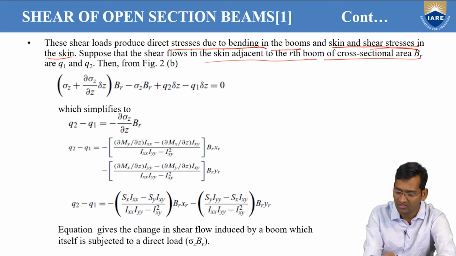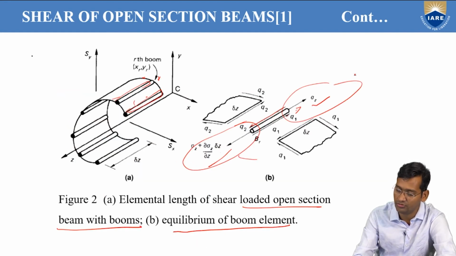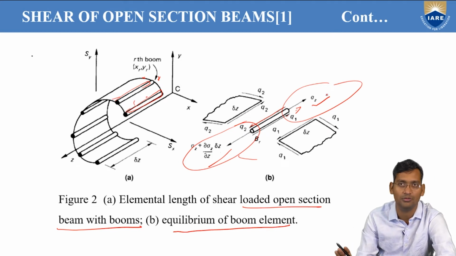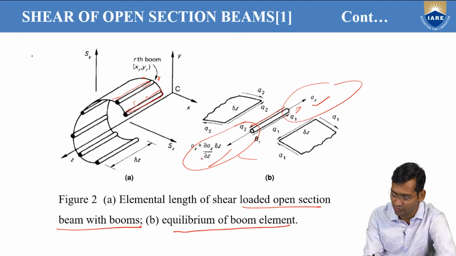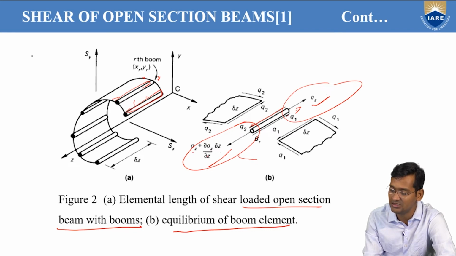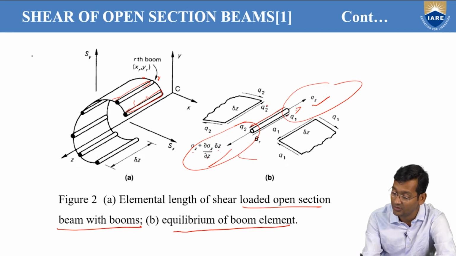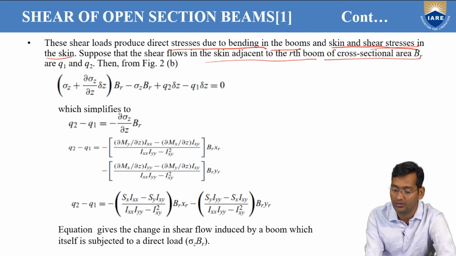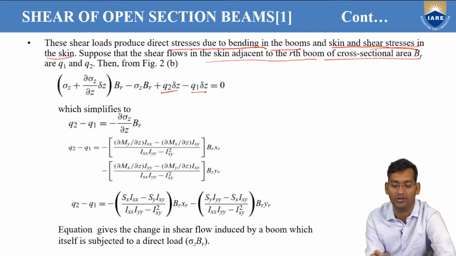Now again it's the same. So sigma z, just see here, this side should be equal to this side, or this side minus this side should be equal to 0. First taking this side: sigma z plus del sigma z by del z into del z, into BR, because Q2 is acting in this direction, and minus Q1, minus sigma z BR. Plus Q2 del z, because it's acting in that direction, minus Q1 del z equals 0.